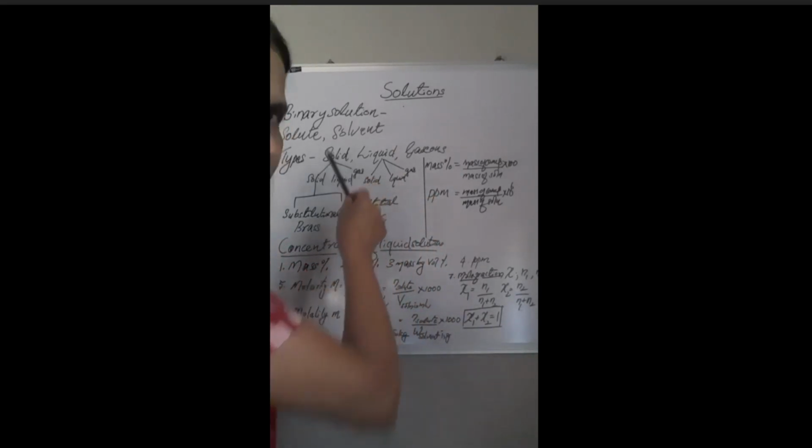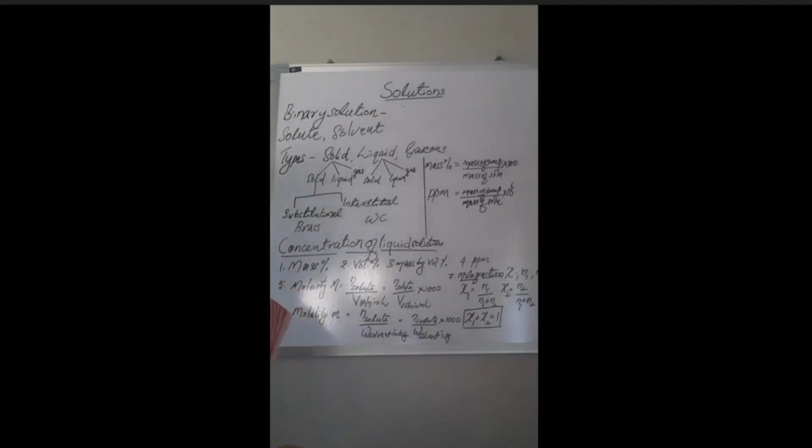Then the solid solutions, that is, solutions in which the solute is solid and the solvent is also solid, can be of two types: substitutional solid solution and interstitial solid solution. In a substitutional solid solution, atoms of one component displace a few atoms of the other component in its crystal lattice. For example, brass. In brass, atoms of zinc displace atoms of copper from its crystal lattice.